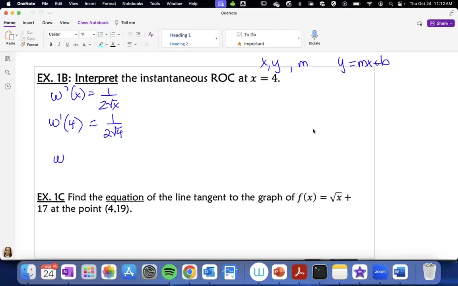And that simplifies to 1/4, right? 2 times 2, 1 over 2 times 2, 1/4. So my question is, what does this mean? Well, first, let's assign units.